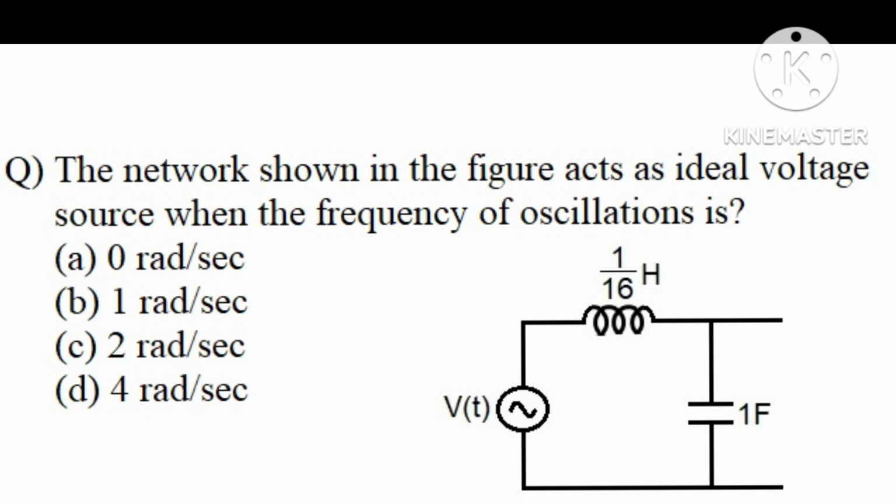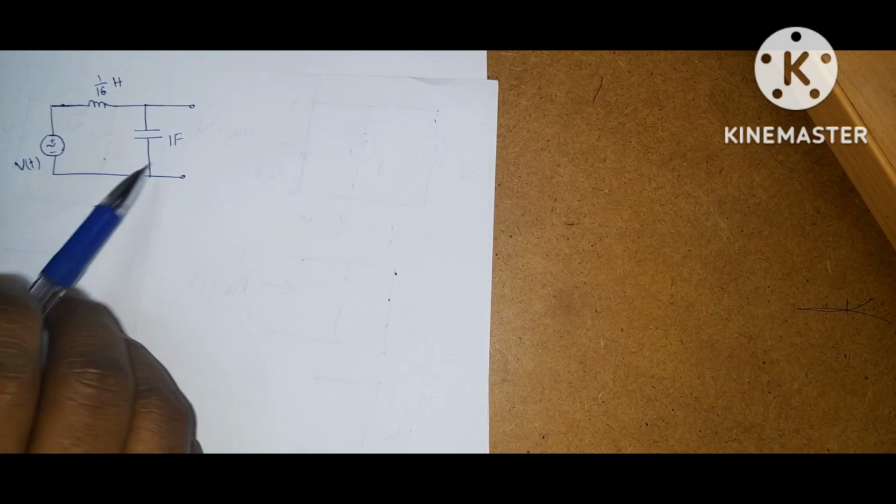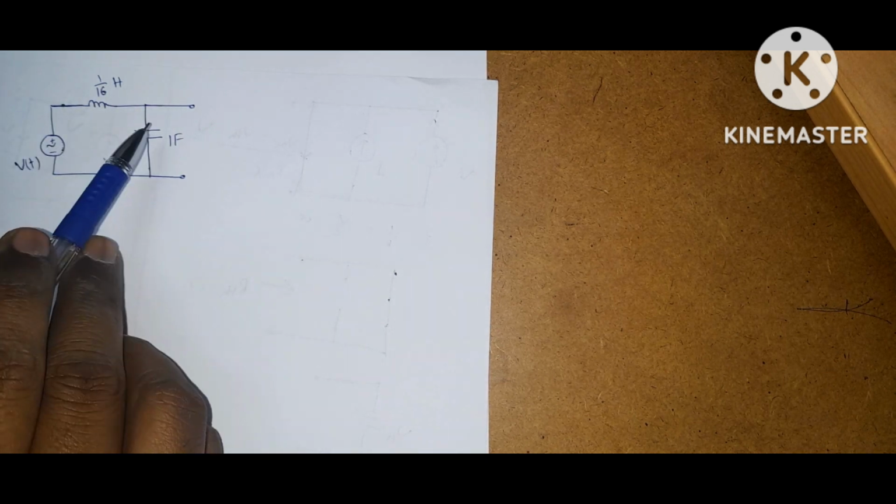Next question is, the network shown in the figure acts as an ideal voltage source when the frequency of oscillations is. Options are option A 0 radians per second, option B 1 radians per second, option C 2 radians per second, option D 4 radians per second. This is the given network. This circuit acts like an ideal voltage source.